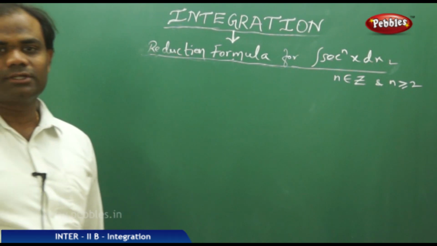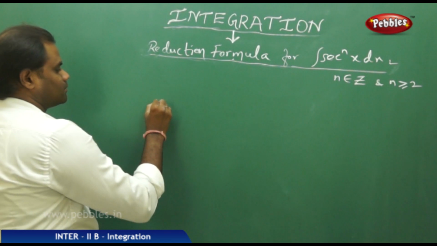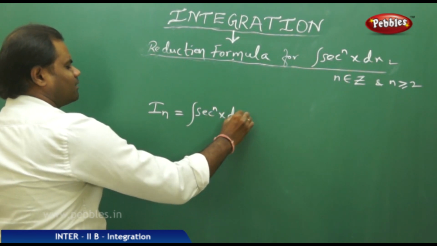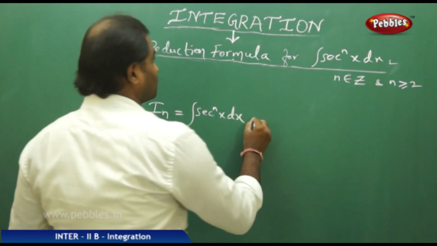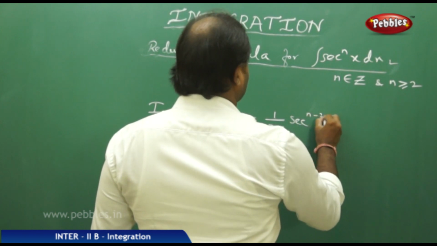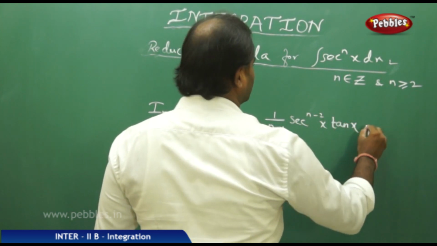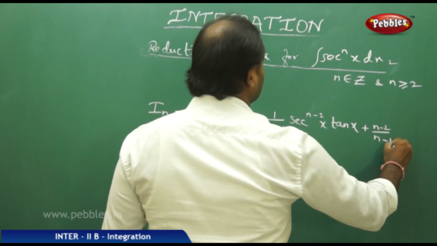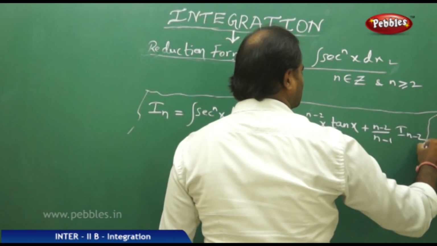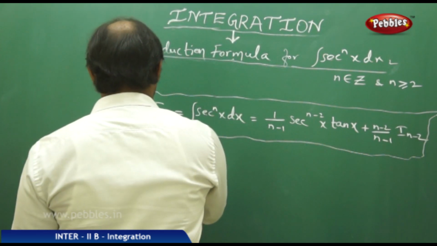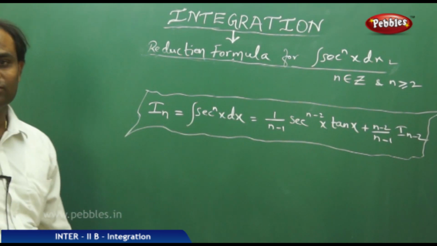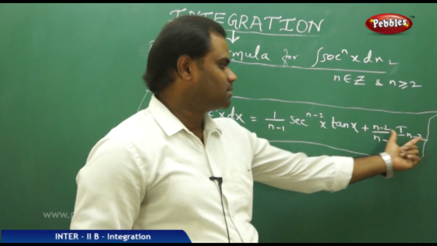So as in the case of integral tan power x, similarly I take my integral secant power n x dx and then expand this using the reduction formula, and I get this to be 1 by n minus 1, secant power n minus 2 tan x, plus n minus 2 by n minus 1 of I, which is what we get in integrating this equal to this. So the reduction formula for secant power n x is this, which we get.